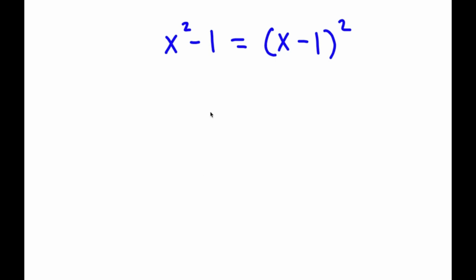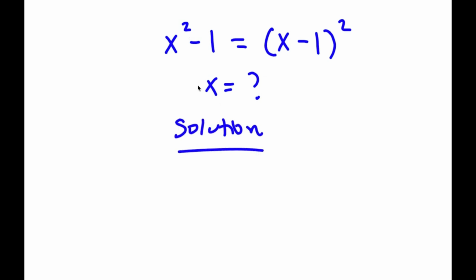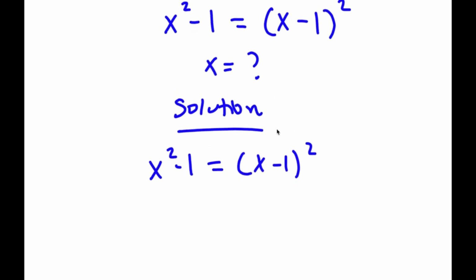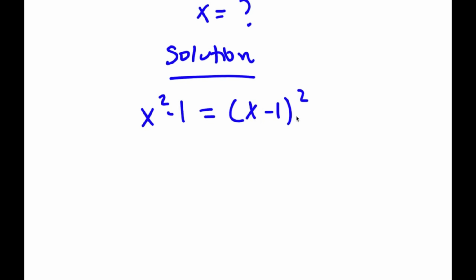Alright, so in this problem, I have x squared minus 1 is equal to x minus 1 squared. So I want to find the value of x here. So to start, my solution: first start with x squared minus 1 is equal to x minus 1 squared. Now I'm going to go ahead and expand x squared minus 1.